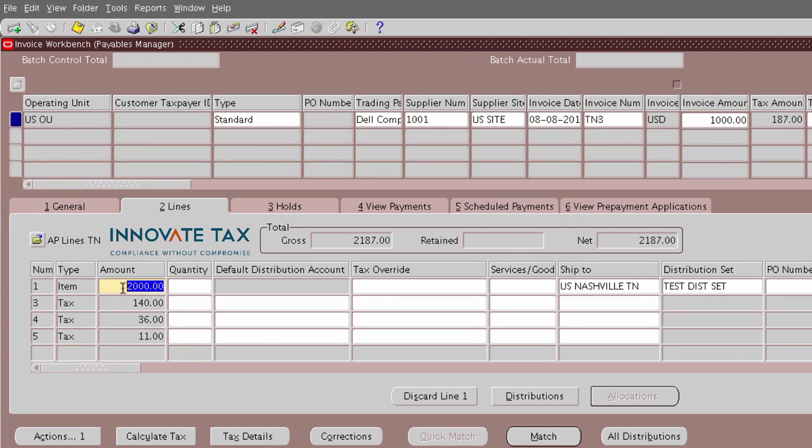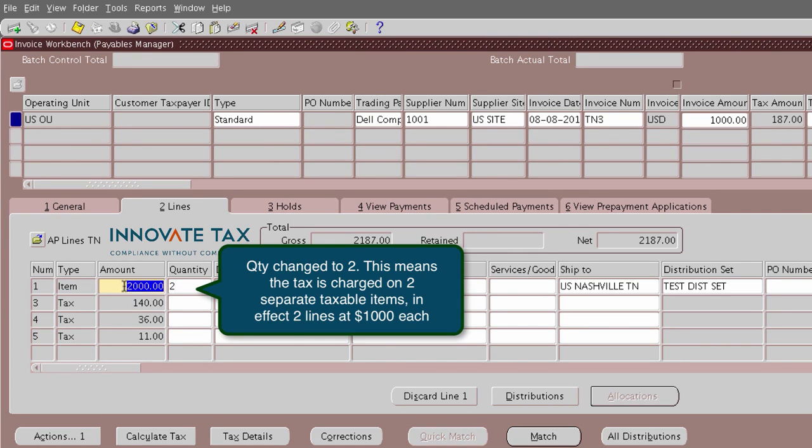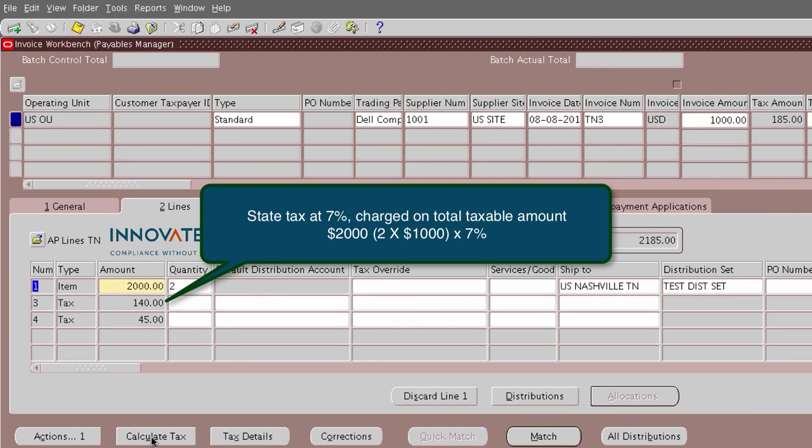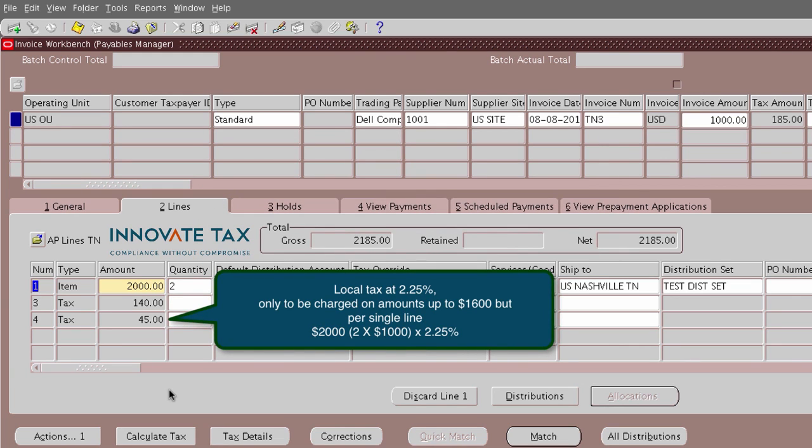special tax is $11. However, if we now change the quantity, so that $2,000 is actually for two single items, the tax is now based on $1,000 each. The state tax is $140, as it is based on two single articles of $1,000 each. $1,000 times 7%, and then they are added together. The local tax is also based on two single articles of $1,000 each. So unlike before, where the single article of $2,000 was capped at $1,600 for the local tax, because each is now a single article, we have 2.25% tax on $1,000. Then these two are added together.